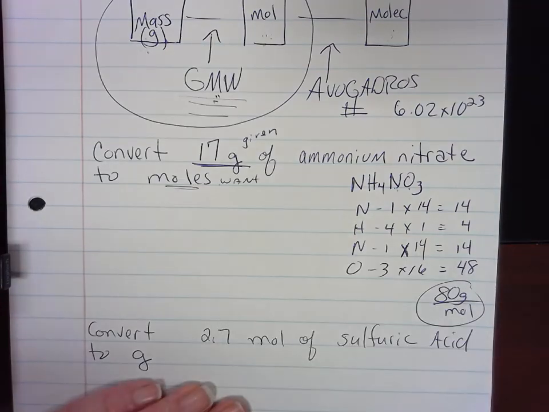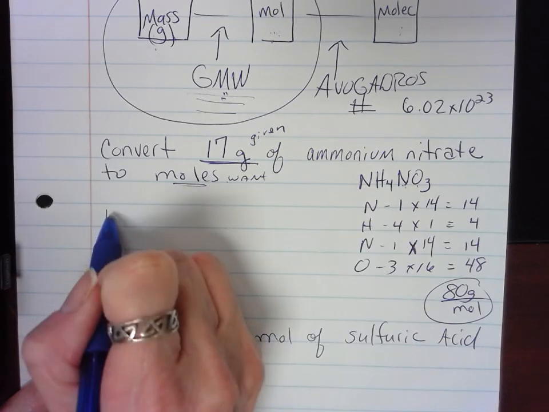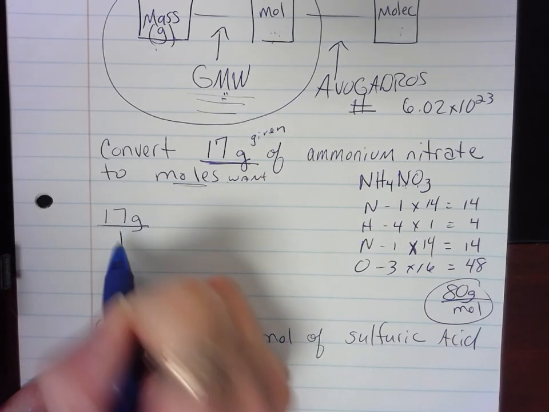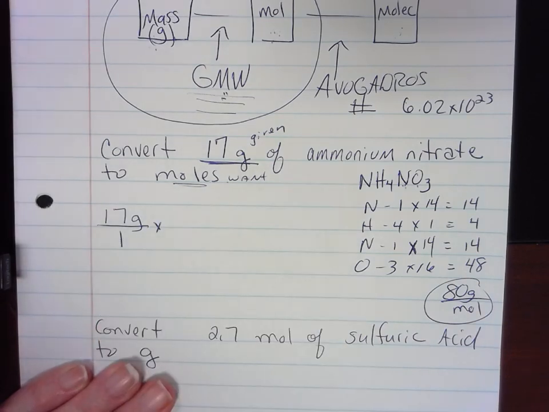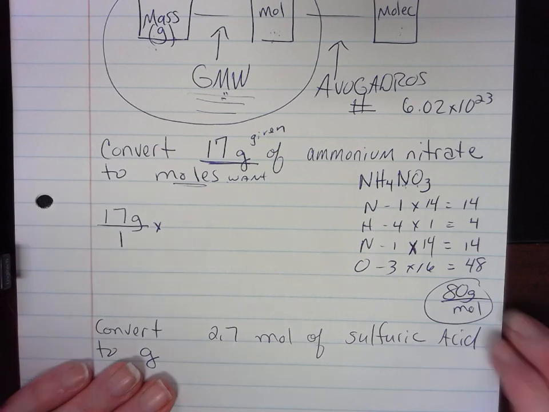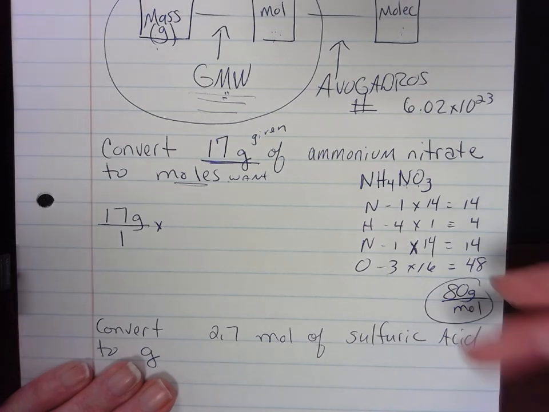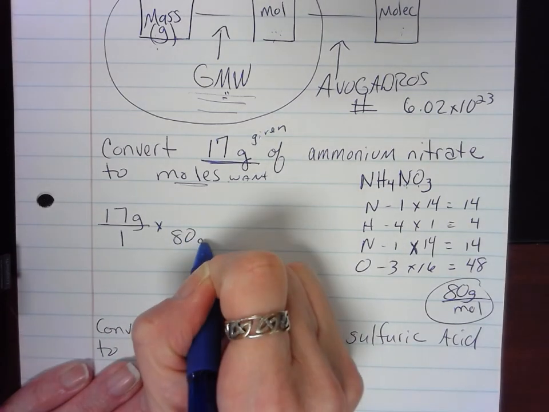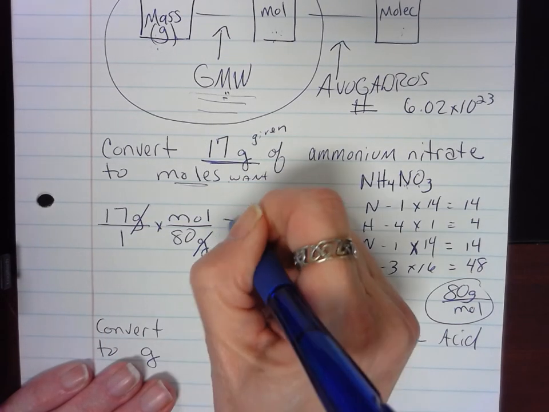Okay, so now I'm going to start with what I'm given. I'm given 17 grams. And when you use dimensional analysis, you don't even have to think, do I add, subtract, multiply, divide? You don't have to think about that stuff. All you do is you've got to cancel grams to end up with moles. So to cancel grams, you're going to have to flip that and put the 80 grams on bottom and put the mole on top so that your grams cancel and you end up with moles.